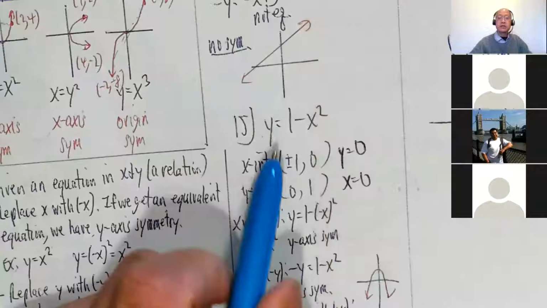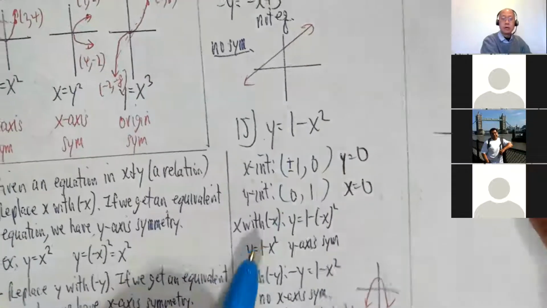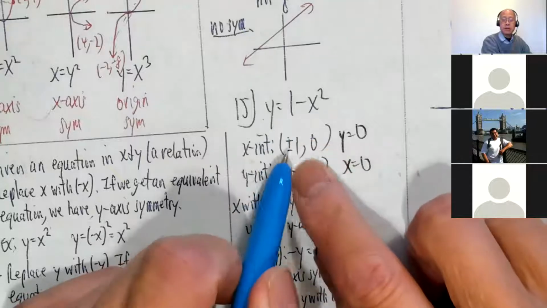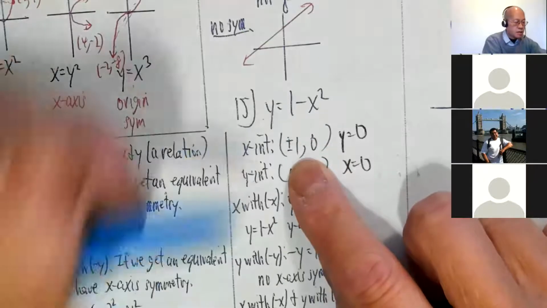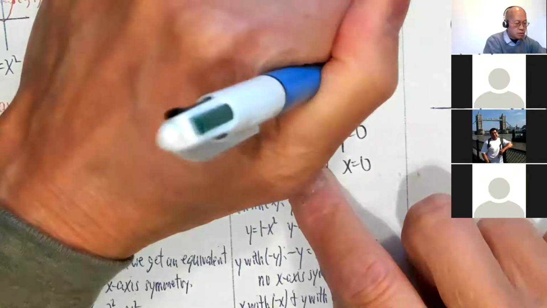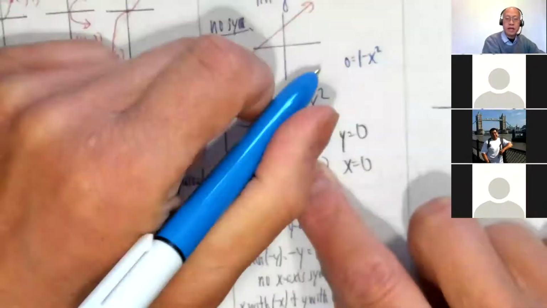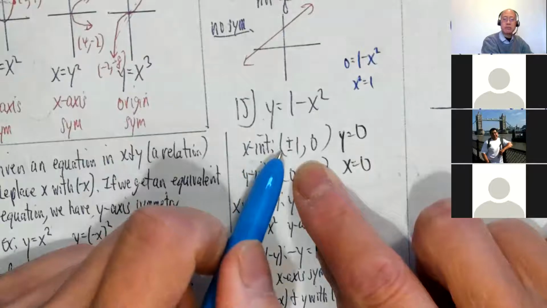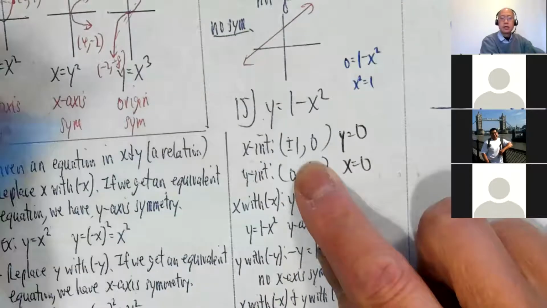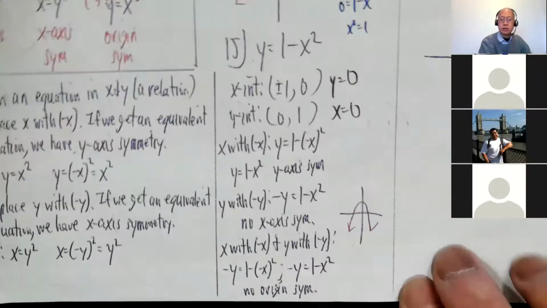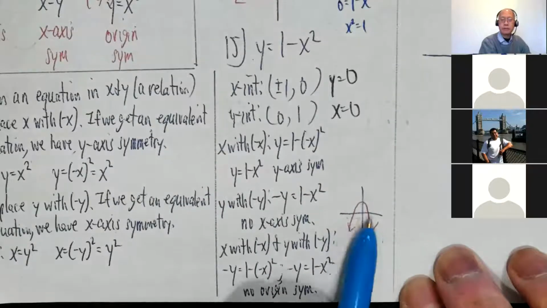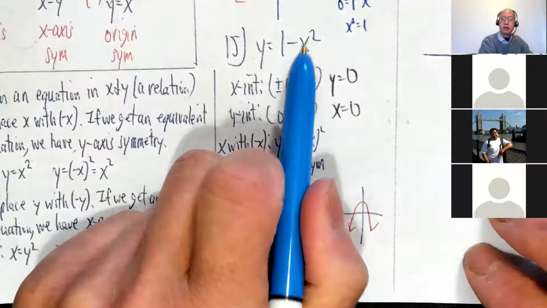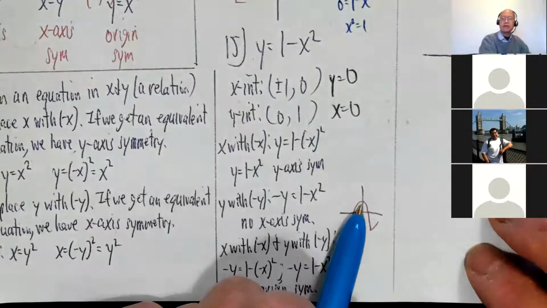Okay, so plug in y is 0. 1 minus x squared equals 0. That's going to be plus or minus 1. If you go 0 equals 1 minus x squared, that means x squared equals 1. So by the square root property, x is plus or minus 1. So the x-intercepts are plus or minus 1, 0. And there it is, roughly. Y-intercept, plug in x is 0. Put a 0 right there, y is 1. That must be the vertex over here.